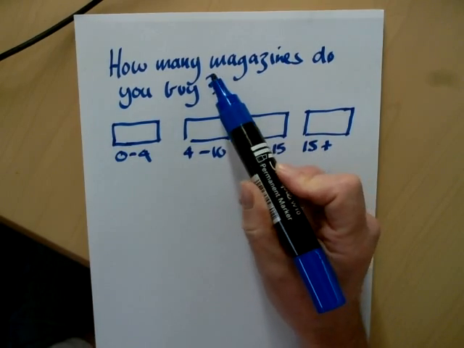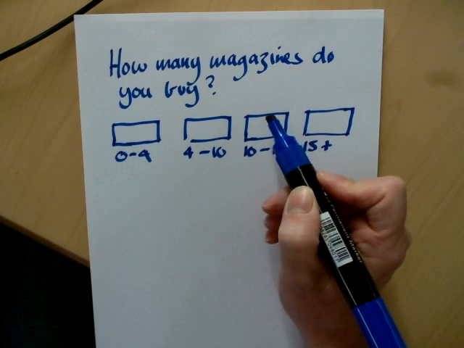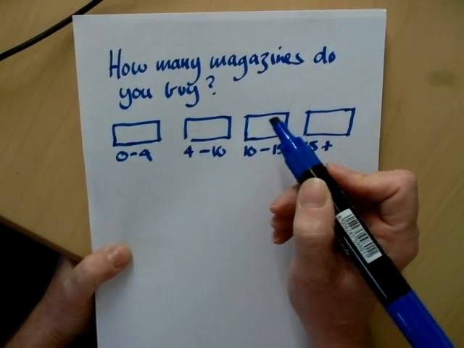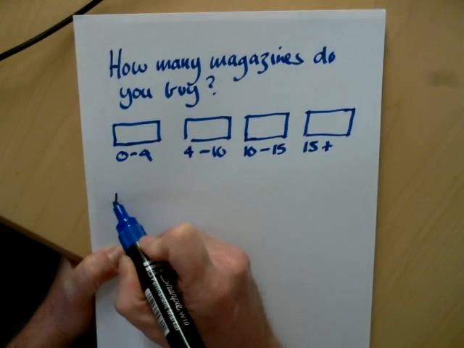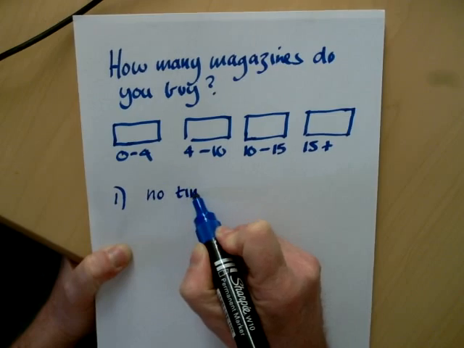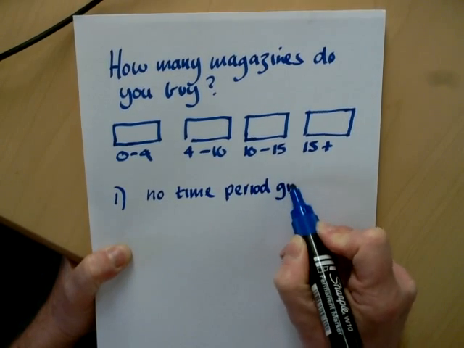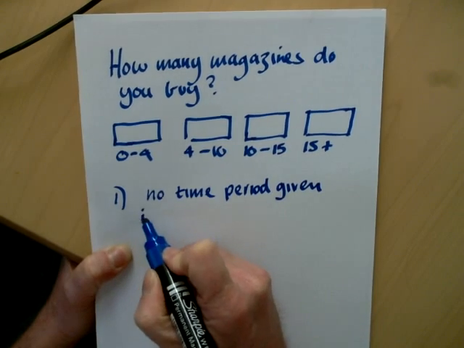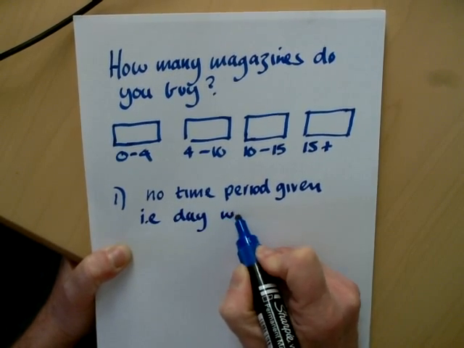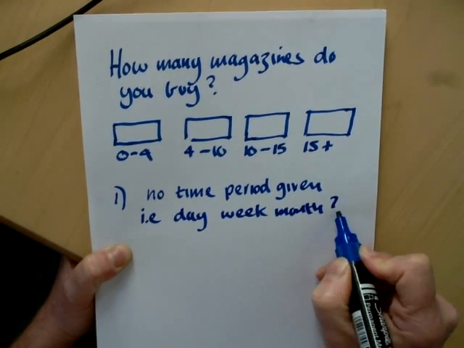So what I mean by that is, if I say how many magazines do you buy, well, that's going to vary, isn't it, in a week or a month or a year. So unless we say the time, we don't really know what they're getting at. So the first thing I would say is that there's no time period given. That is, for example, day, week, month. It's not there, and so that's going to cause problems.